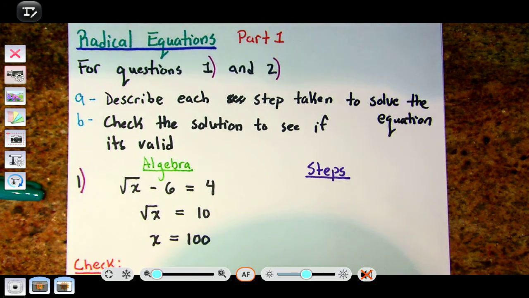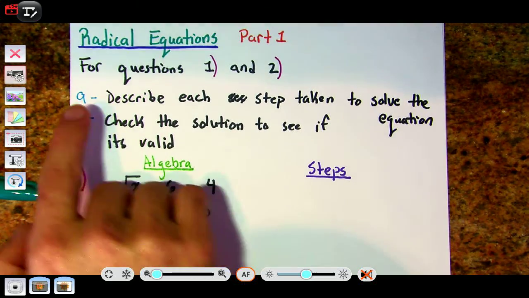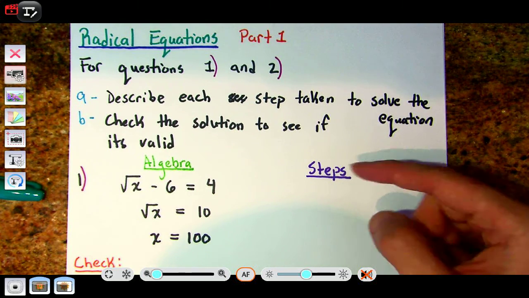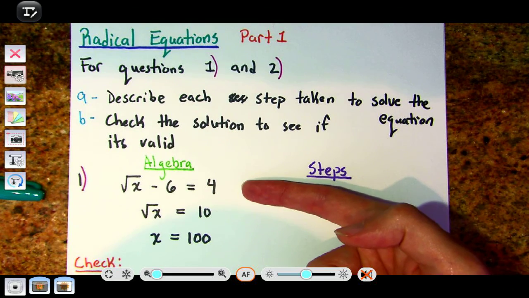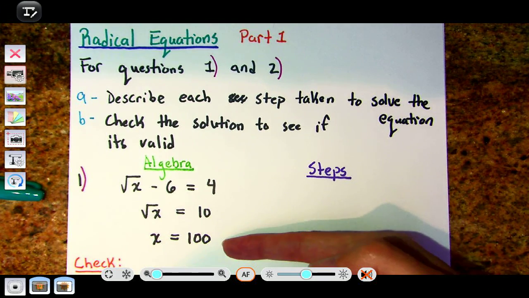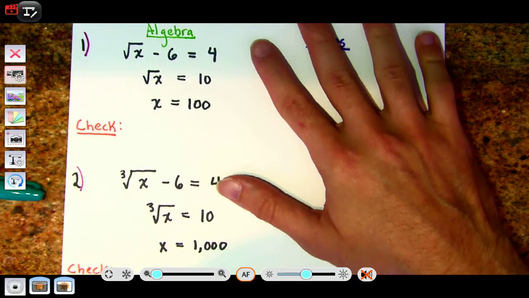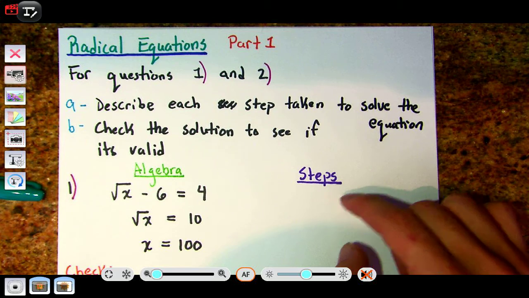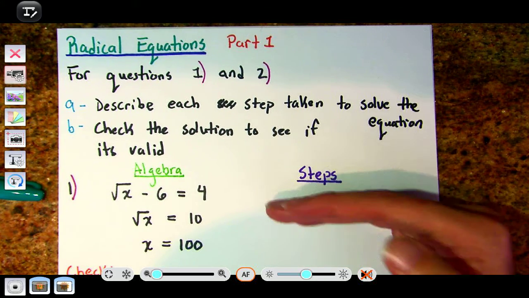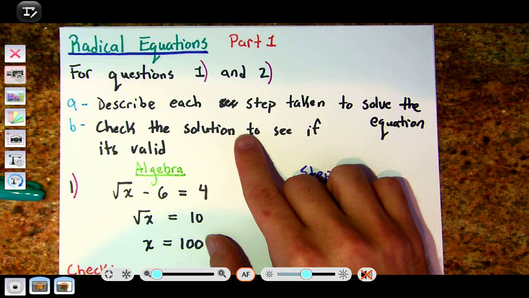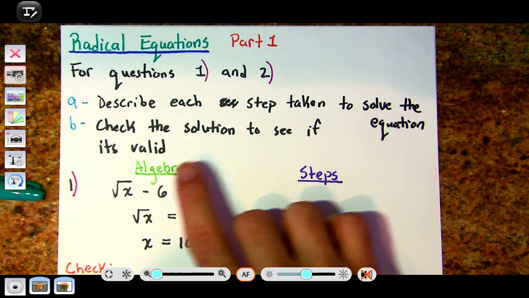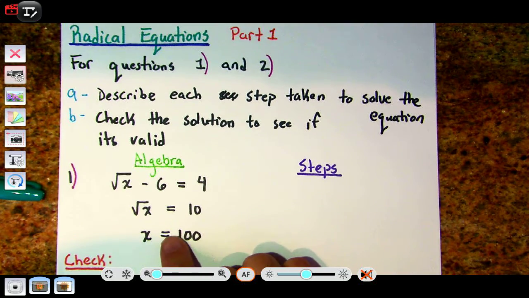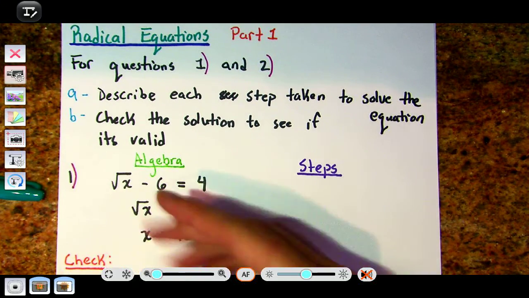And then what I'd like you to do for each question is, first, part A, describe each step taken to solve this equation. So notice that this is the first part of the equation, the second part, then the third part. And the same thing goes for this one over here. So on this side here, just describe what you think is happening to get from here to here to here. And then at the end, check the solution to see if it's valid. So whatever answer we get for x, which is already shown for you, let's plug it into the original to see what's happening, okay?